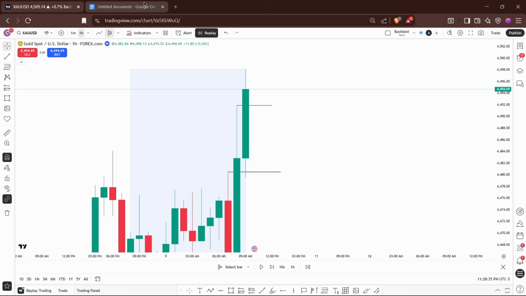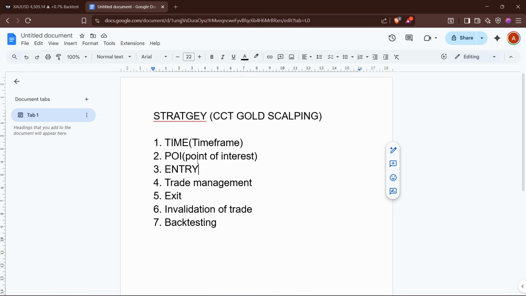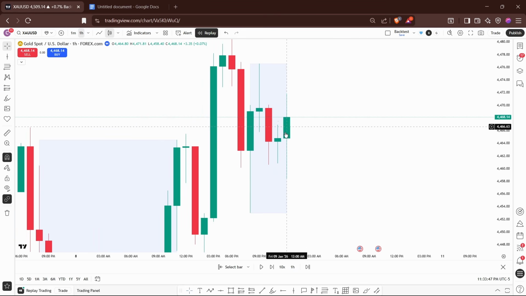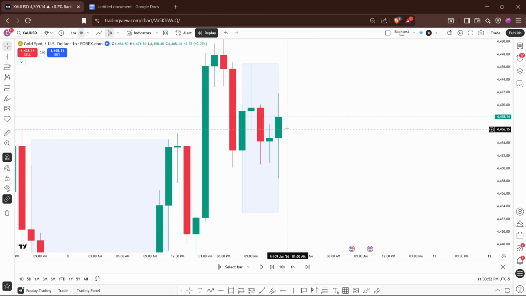So this is the technique by which we mark the POI. The next point is entry. For the entry, we will look at the 1 minute time frame. First, let's mark the POI.